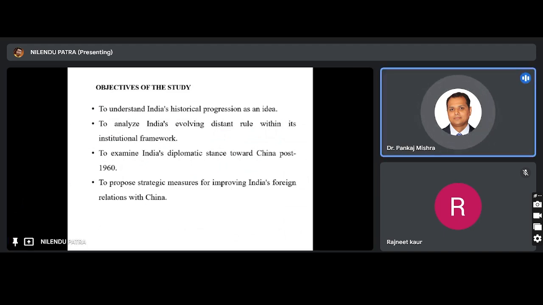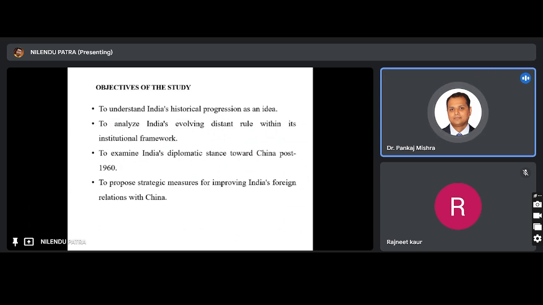Second, to analyze India's evolving roles within the institutional framework, how India managed its relations with its counterparts across the globe, specifically China and its other neighbors. Third is to examine the diplomatic stance toward China post-1960. After the war with China, many changes were made, and because of that, how India maintained its diplomatic and political relationship with China as a part of its foreign policy.